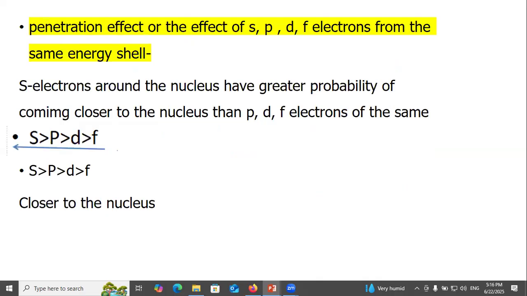Penetration effect, or the effect of s, p, d, f electrons from the same energy shell. Yes, s electrons around the nucleus have a greater probability of being found closer to the nucleus than p, d, f electrons, and so on. So s electrons are closer to the nucleus.